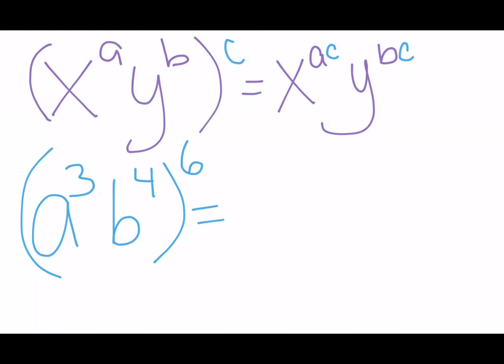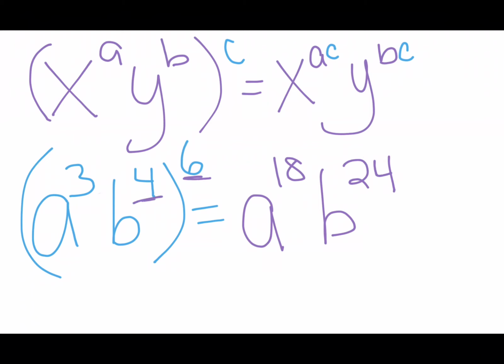Alright, so here's our example. We have a to the 3rd times b to the 4th, all raised to the 6th power. So you should get a to the 18th times b to the 24th. I took 3 times the 6 and got 18, and then 4 times the 6 to get the 24.